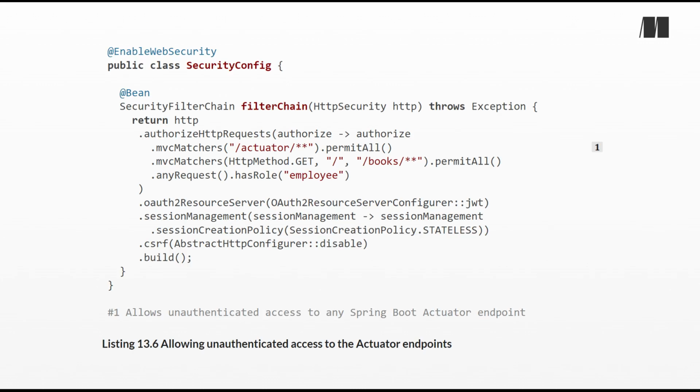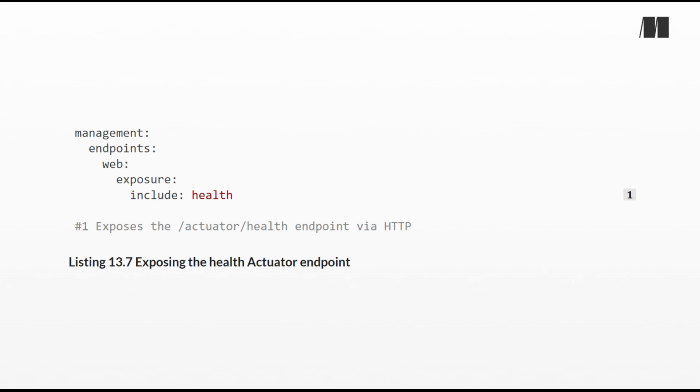Go to the Security Config class of your Catalog Service project and update the Spring Security configuration to allow unauthenticated access to the Spring Boot Actuator endpoints. Listing 13.6, Allowing unauthenticated access to the Actuator endpoints. Finally, open the application.yml file in your Catalog Service project, Catalog Service, and configure Actuator to expose the health HTTP endpoint. If you followed the examples in Chapter 4, you might have an existing configuration for the refresh endpoint. In that case, go ahead and replace it with the health endpoint. Listing 13.7, Exposing the health Actuator endpoint.